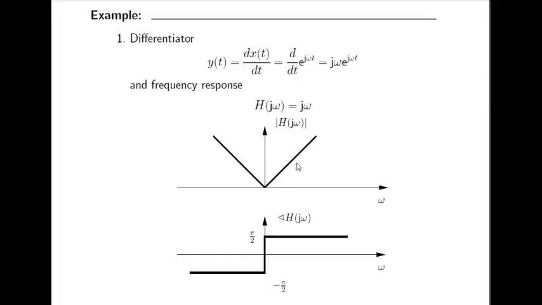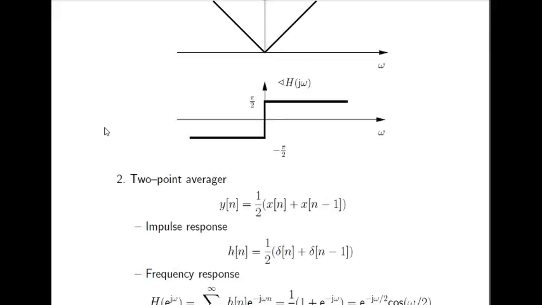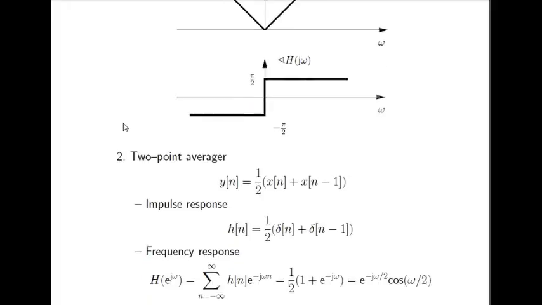So you can see that it is the magnitude spectra, and for angular spectra it will be pi by 2 for omega greater than 0 and minus pi by 2 for omega less than 0. Okay, so the next circuit or signal or system which I am teaching you is the 2-point averager.